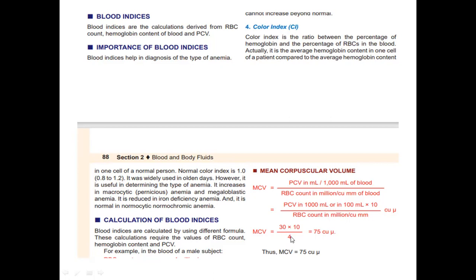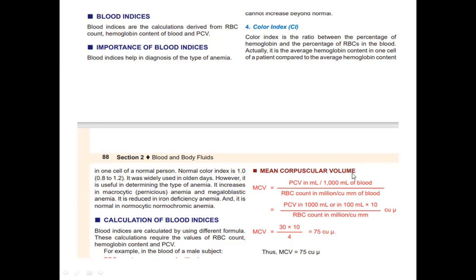And then this is an adult male with 4 million red blood cells, but that is not the normal red blood cell in an adult male. It's supposed to be up to 5 million or even 5.6 million red blood cells per microliter of blood from our previous lecture. But in this example, we are just assuming that this patient has 30, the packed cell volume is 30, and the amount of red blood cells is 4 million. So what's the formula for mean corpuscular volume?